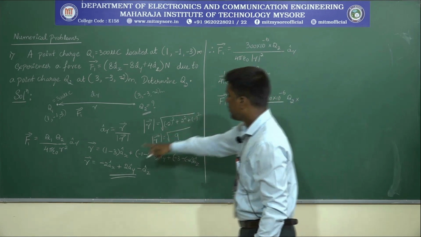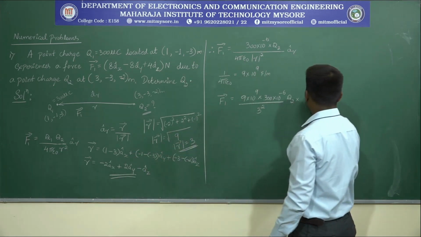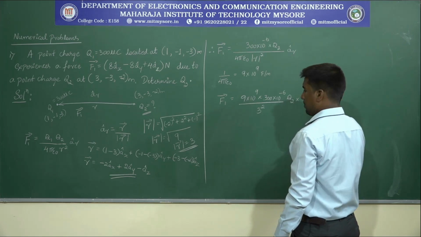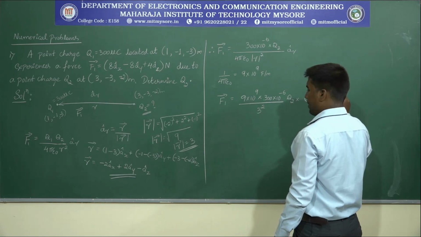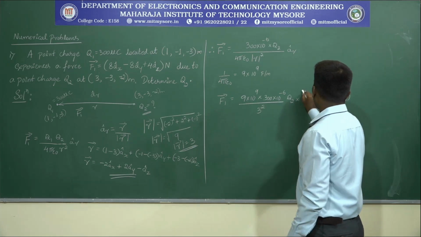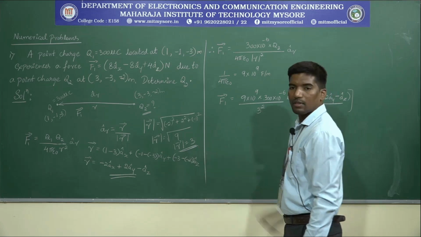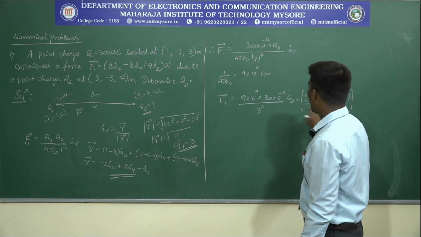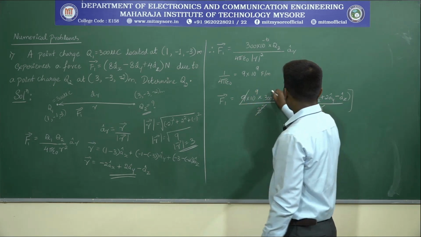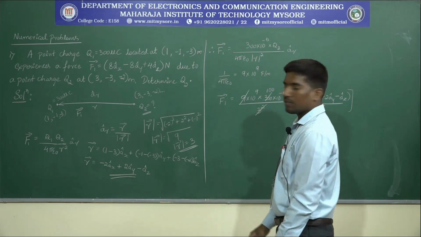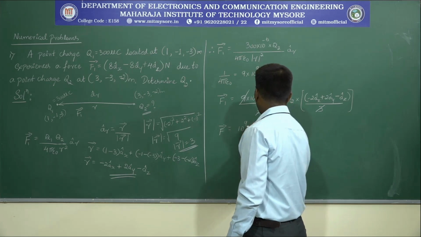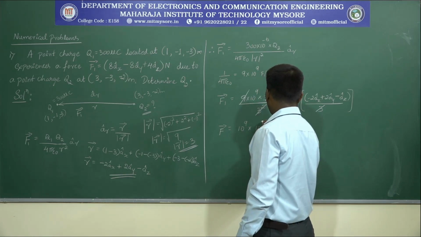a cap R is equal to R divided by magnitude, that is minus 2 a cap x plus 2 a cap y minus a cap z divided by 3. This is a cap R, the unit vector. This is the equation for the unit vector. Now solve this. 3 square and 9 get cancelled. 3 and 100.